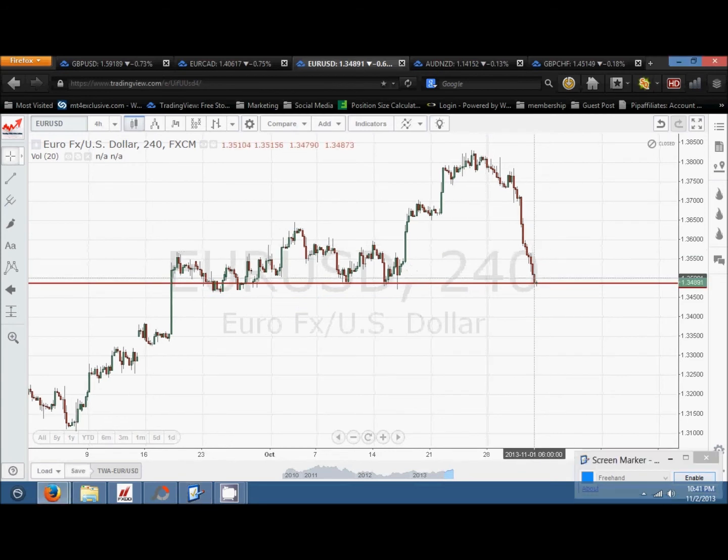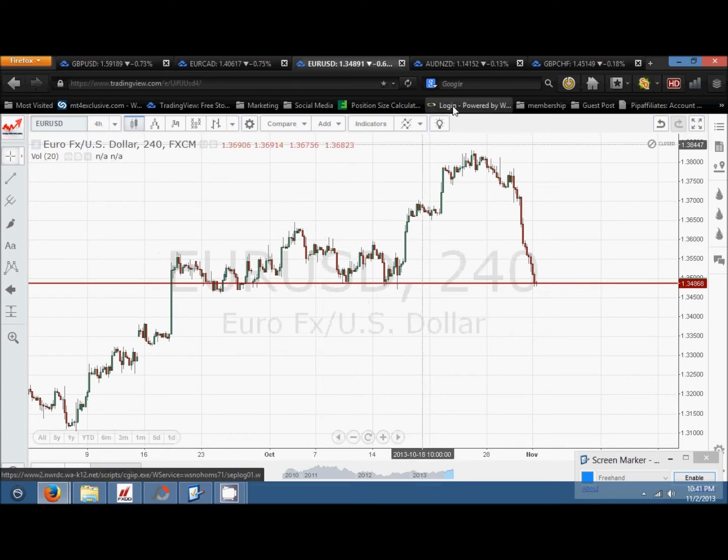So just remember that. We're going to be looking to short this pair ideally, but if it does respect it, we could enter this trade long also. Just gotta be careful of the traffic over to the left right here.